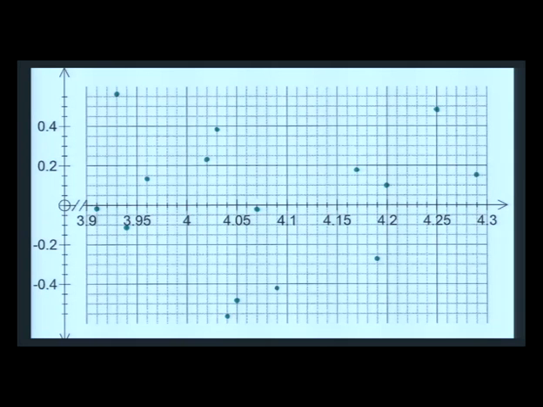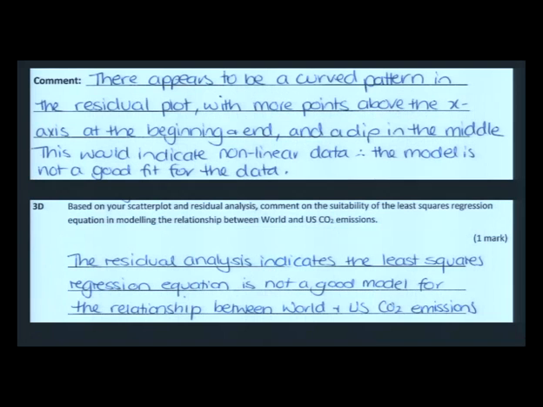Okay, so if we look at this one here, we've got a bit of a curve maybe. So it's starting off in the positives at the beginning of the x-axis, it's dropping down, there's more negatives in the middle, and then it comes back up again. So there is a bit of a curve happening. Okay, if we count the points above and below, it's pretty even, but there is that curve. So therefore that tells us that our original data was non-linear because there was a pattern in the residual plot.